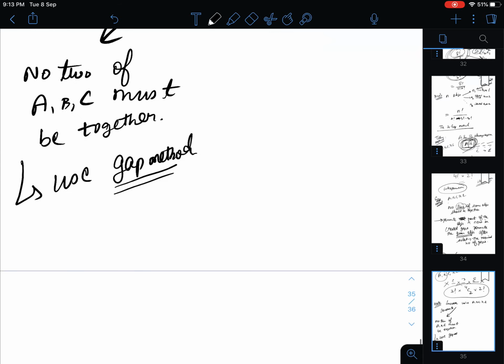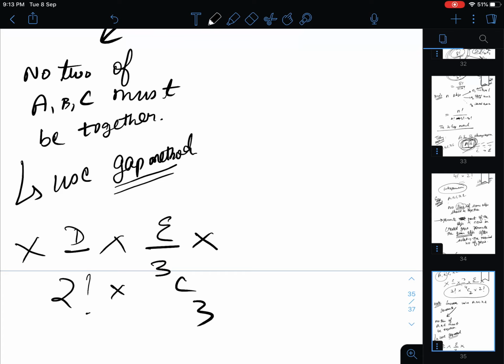Why? Because we are saying no two of A, B, C must be together. So first of all, put D and E, permute them, and then you have 1, 2, 3 gaps. Out of these 3 gaps, select 3 and then permute A, B and C. So this is the number of ways in which you can arrange A, B, C, D, E such that no two of A, B, C are together.